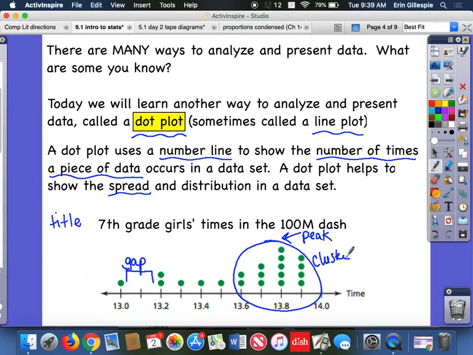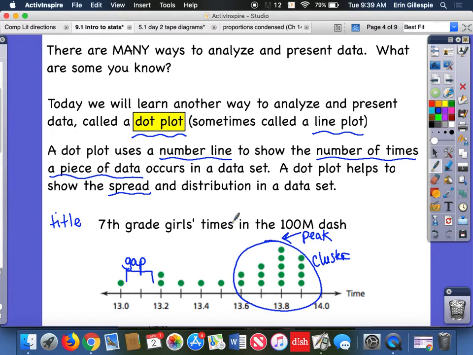So you've got 5 at 13.8, 4 at 13.9, 3 at 13.7, 2 at 13.6. So that would be a cluster. Most of the data is in this section here. And then you've got a few times over here and a gap and then 13.0 over there. All right? So that's your dot plot.